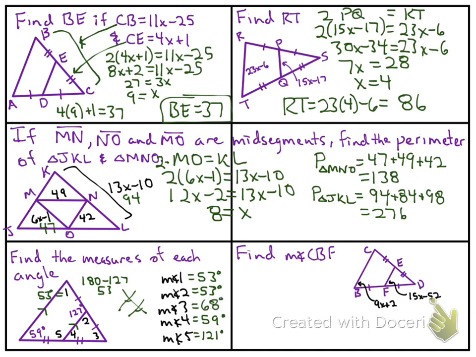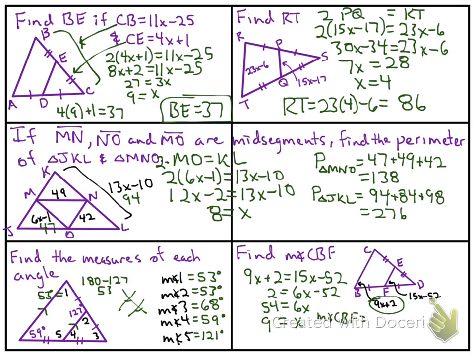For our last problem, we look again, these are corresponding angles, so we know they're equal. We're going to go 9x plus 2 equals 15x minus 52. Subtract 9x over, I get 6x. I'm going to then add 52, we get 54, so x equals 9. We then substitute that in. We want CBF, which is this angle, which they're really the same. But the measure of angle CBF is going to be 9 times 9 plus 2, which is 81 plus 2, or 83 degrees.